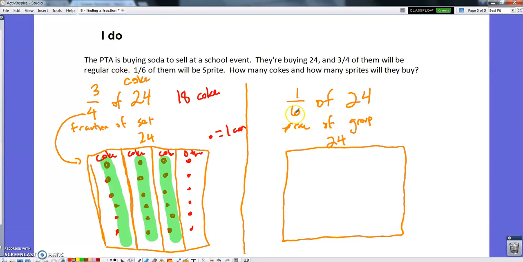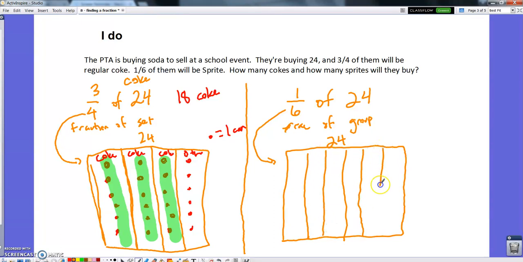Since I'm dealing with 1/6, I'm going to divide this into sixths this time, because I want to do 1/6. So I choose to divide up my set into whatever my unit fraction is. Since I'm dealing with 6, I do 6. Over here, the unit fraction for 3/4 is fourths, so I made fourths. Here I'm doing 6. And now same thing, I just have to put my 24 cans in here.